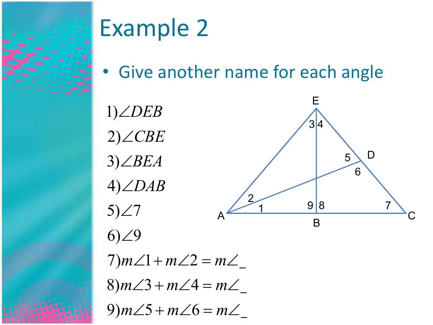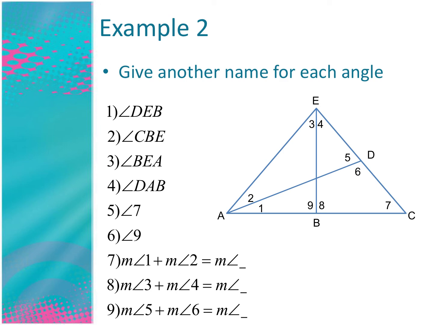All right, so it wants us to give another name for each angle. Now, whenever you're asked to do something like this on a test, for example, for number 1, there's actually 3 different ways that I can name this, in addition to the one that's there. If they only ask you for one, just give me one answer. If on a test they ask for 1 and you give me 2 and one of them is wrong, you're going to lose the point. You're going to get the whole thing wrong. So only give me one answer if that's what they're asking for.